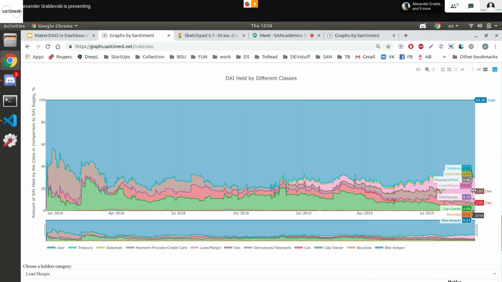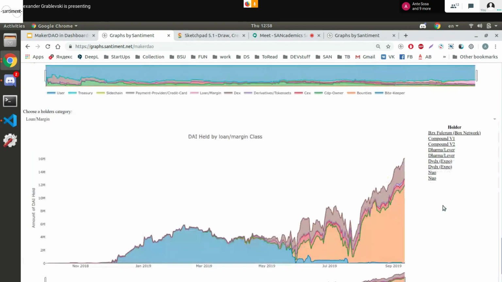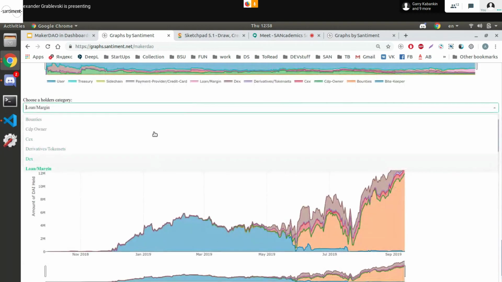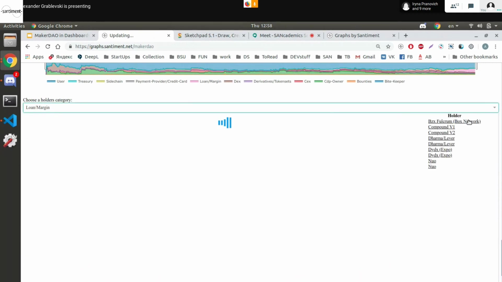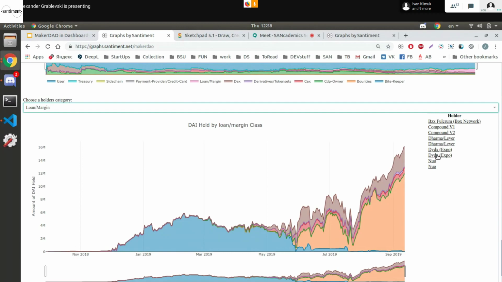And the thing is, now we are interested in where exactly these tokens are held. If you go to the next graph, you can choose all the categories that are presented here. So we just pick loan and margin. And you see a list of addresses that we track. We track Compound, Dharma, dYdX, and Noah. And you see that Compound is the ultimate leader. So most of the DAI that is held on all DeFi platforms is stored on Compound. And note that this is unutilized DAI. So that's the raw balance of the Compound address.